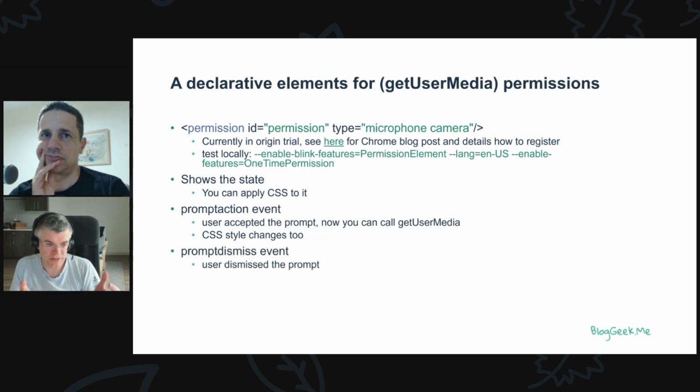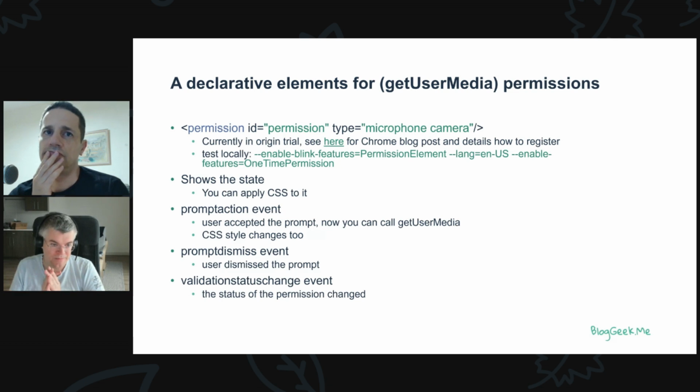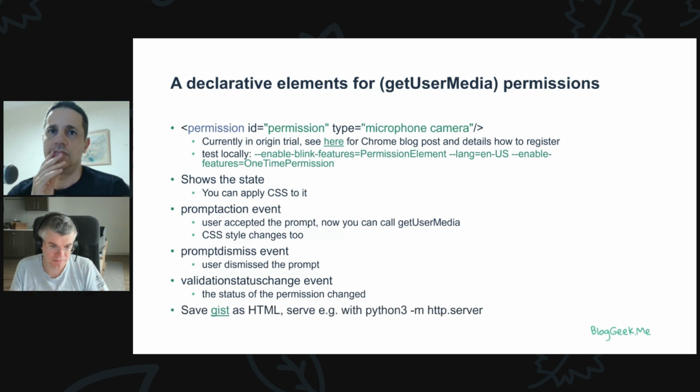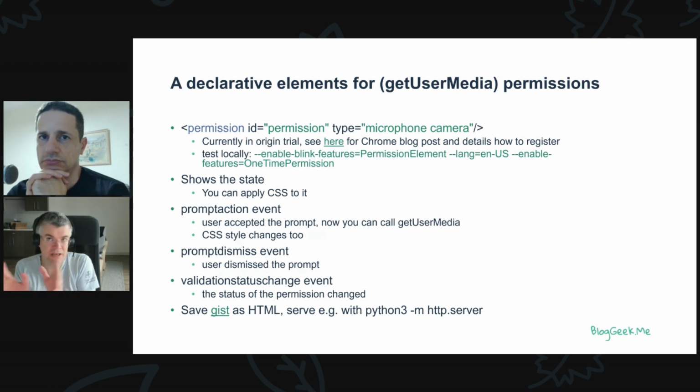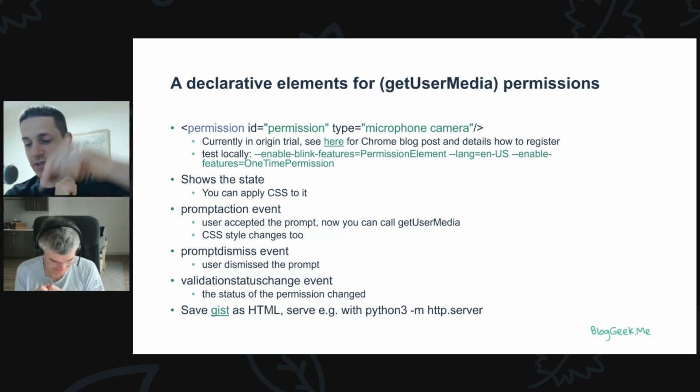We also have a prompt dismiss event when the user clicks the X button on the prompt. And we also have the validation status change event, which means the status of the permission changed from not allowed to allowed, which means you can call GetUserMedia. I have a gist with a one-page HTML page that shows the various options and that you can save, run using an HTTP server, and then test it out. Linked again in the comments, link below.